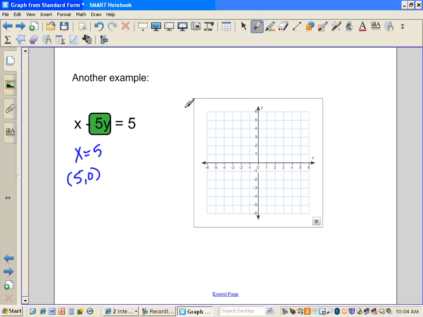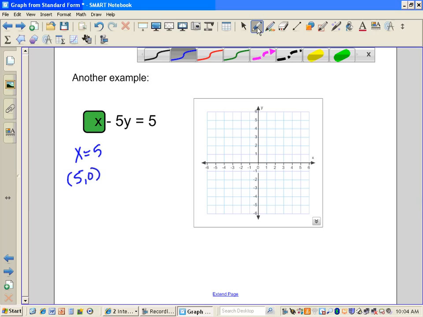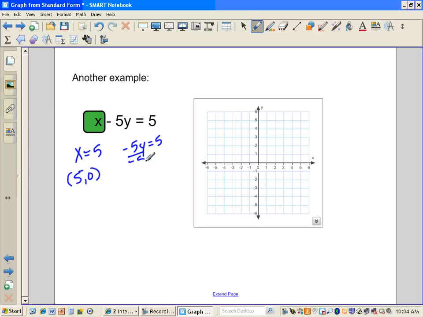And let's see if it's going to let me cover this one up. If I cover up the x part, not the negative though. Oh my gosh, what's happening? Cover up the x part, then I'm left with negative 5y is equal to 5. And if I divide by negative 5 on both sides, then y is equal to negative 1. So my y-intercept is 0, negative 1. So 5, 0, 0, negative 1. And here's my line.